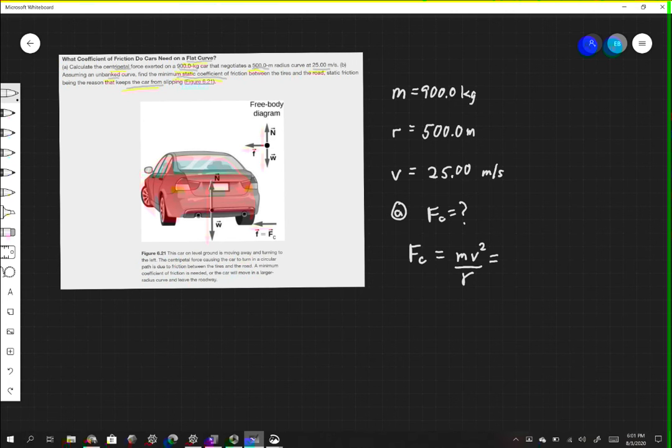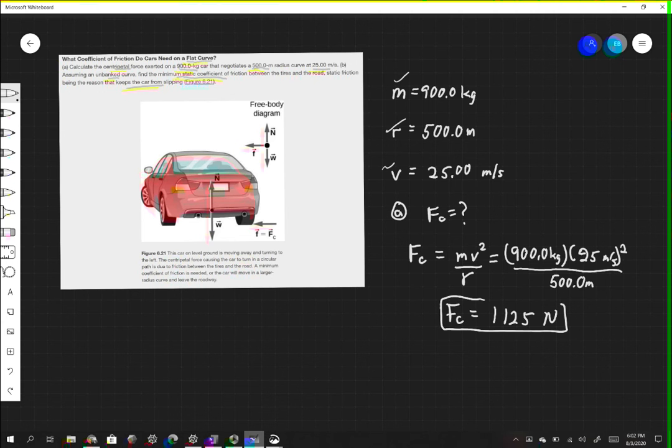And if I look at these variables, I know the mass, I know the velocity, and I know the radius. So I can plug all these numbers in, and I can solve this problem right away. 900 kilograms times velocity squared, 25 meters per second quantity squared, all divided by the radius of 500 meters. And this gives me a centripetal force that's equal to 1,125 newtons. So that was pretty straightforward. Now part B, we're asked to find what is the coefficient of static friction. So we need to find mu s.